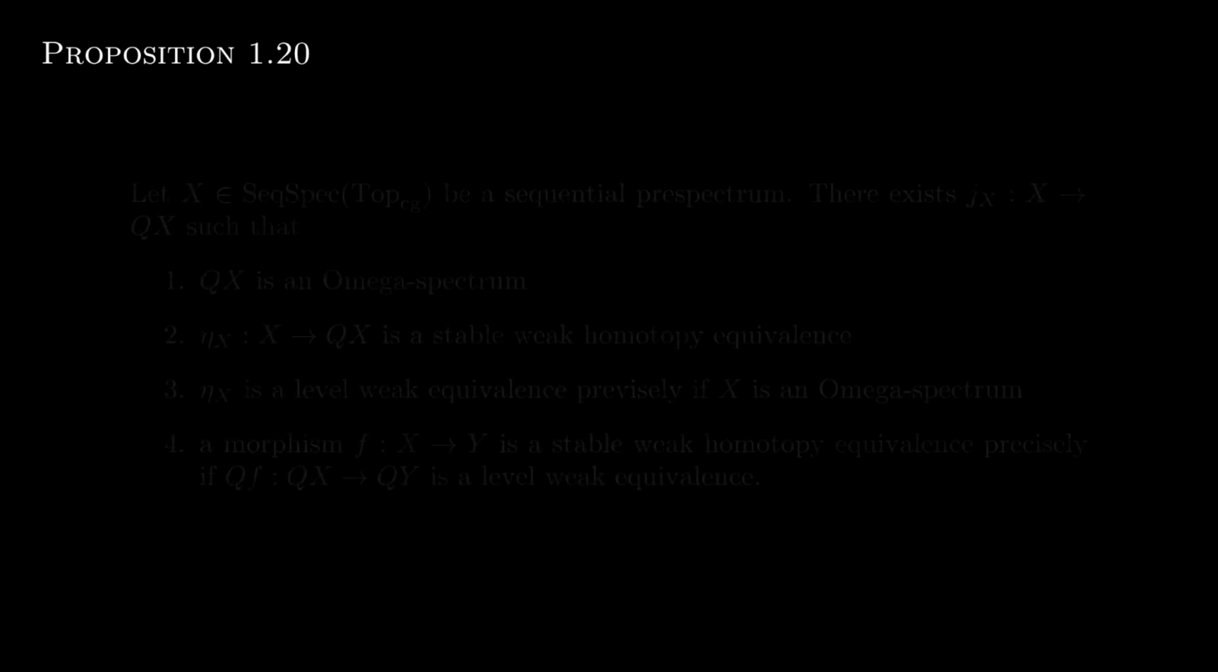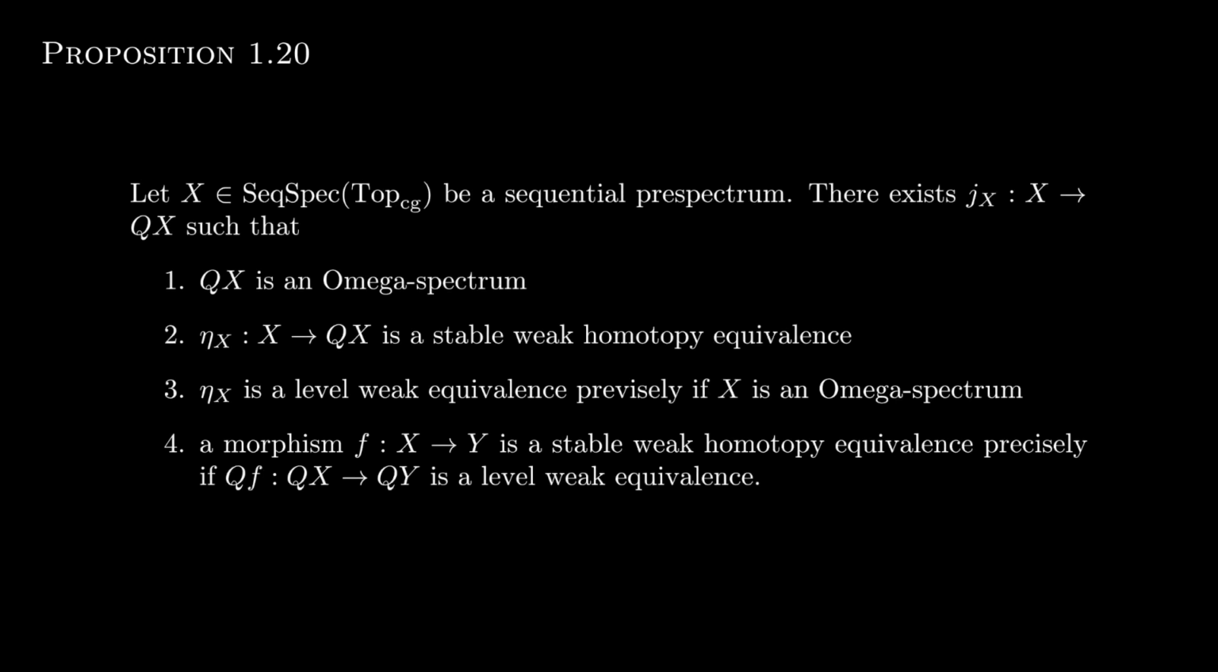So last time we saw that omega spectra are really types of sequential spectra that we'd like to study with regards to the stable phenomenon. But of course, not every sequential spectrum is an omega spectrum. This proposition states that for any sequential spectrum X, we can construct a corresponding omega spectrum, QX, such that there is a stable weak homotopy equivalence between X and QX, which already justifies using it to study the stable phenomenon.